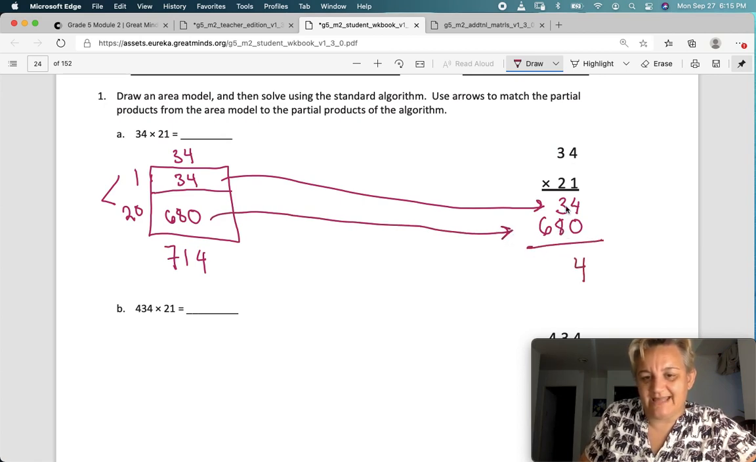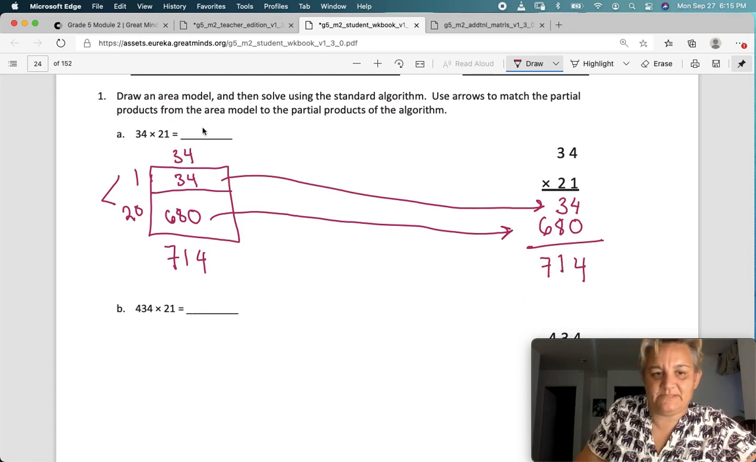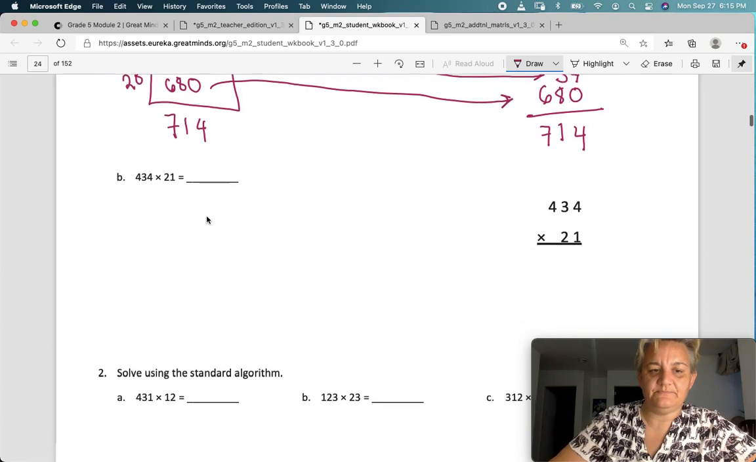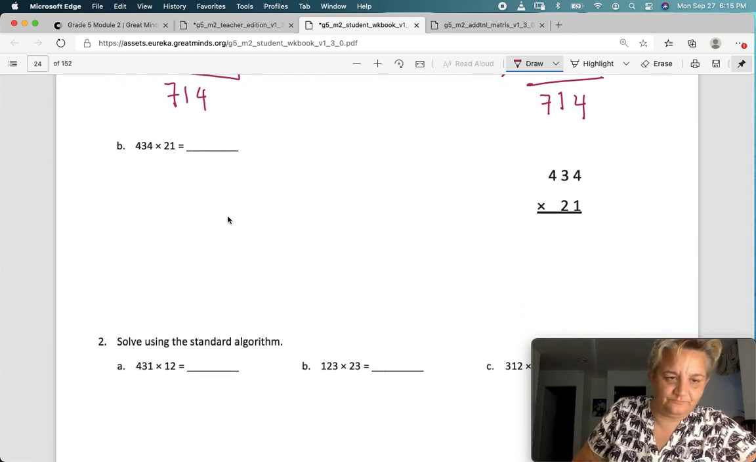4, 8, 9, 10, 11. Carry the 1, 7, 14. 7, 14 is my answer. Not too hard. This shouldn't be hard. Okay? This area model is helping us break it apart so we can see what we're doing in a little bit of an easier way. Maybe use our mental math because we're using numbers that we know how to multiply now. All right? So here's another one.